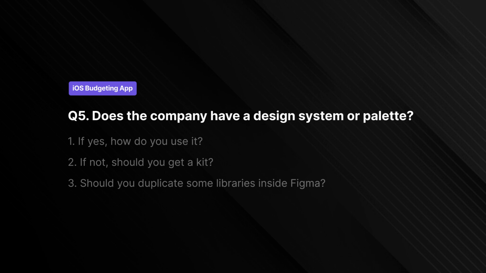Does your company have an existing design system or a brand palette? If yes, how do you use it? If not, should you get a kit? Should you duplicate some libraries inside Figma? Because that will help you save a lot of time.